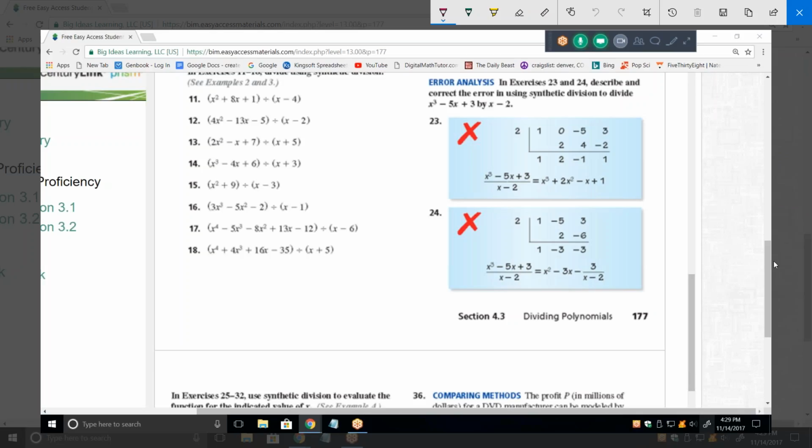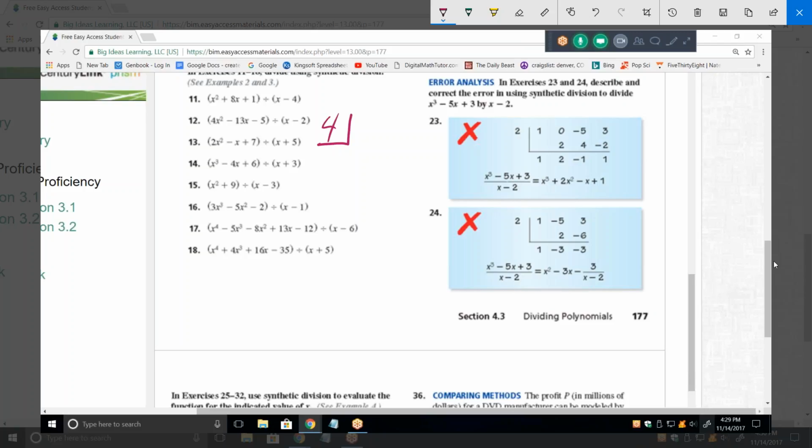Number 11. What goes in the box? Opposite sign. It is the 0. The 0 here is 4. So 4. That's what goes in the box, not minus 4, but the 0. In other words, if your factor was x minus 4 equals 0, then x equals 4. That's how you come up with it.